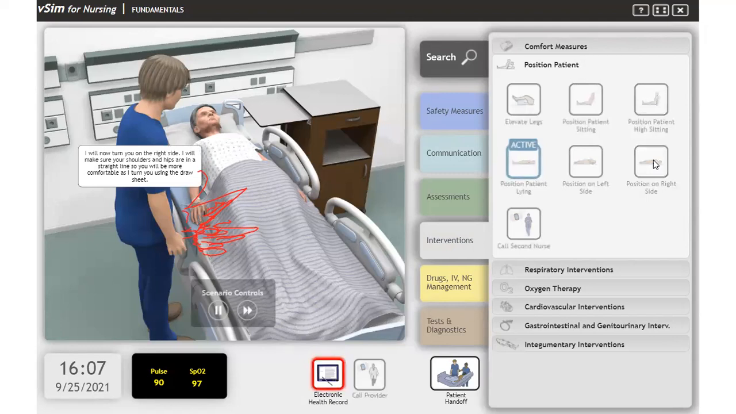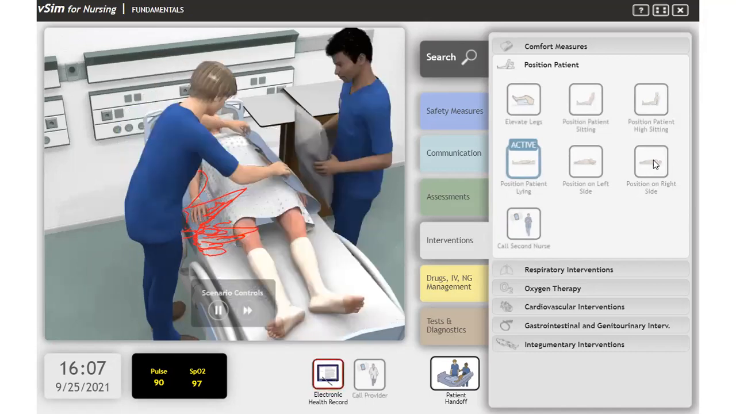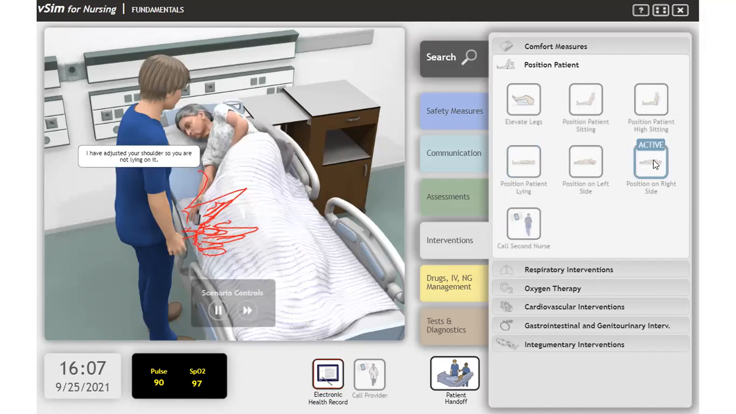I will make sure your shoulders and hips are in a straight line so you will be more comfortable as I turn you using the draw sheet. Okay. Sounds good. I have adjusted your shoulder so you are not lying on it.